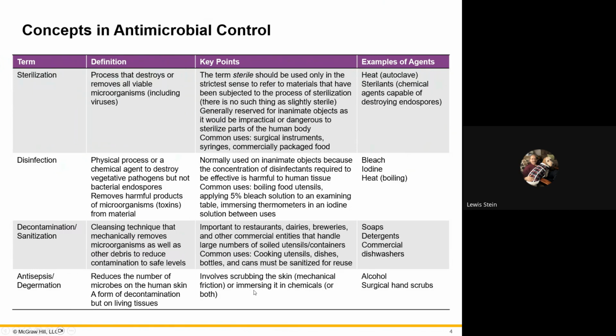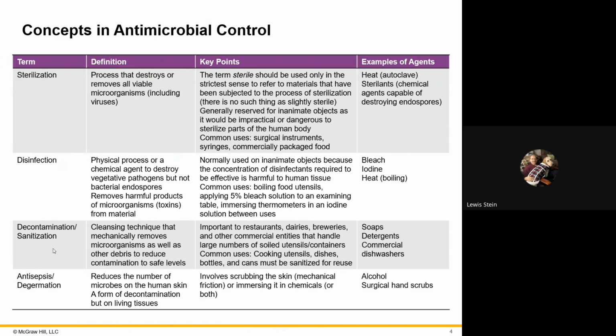It doesn't necessarily involve mechanical friction, though that's part of it, but not always. Immersing it in chemicals, or both, is very hard to do on a patient, but I suppose you could. Alcohol, again, would not be a great example, but it's the most common, and we'll get to all these. I'd rather talk more about hand scrubbing and appropriate uses of different materials for washing and things like that. These have nothing to do with medicine.